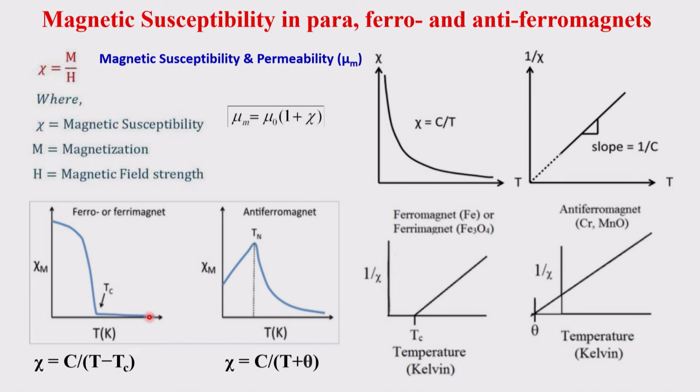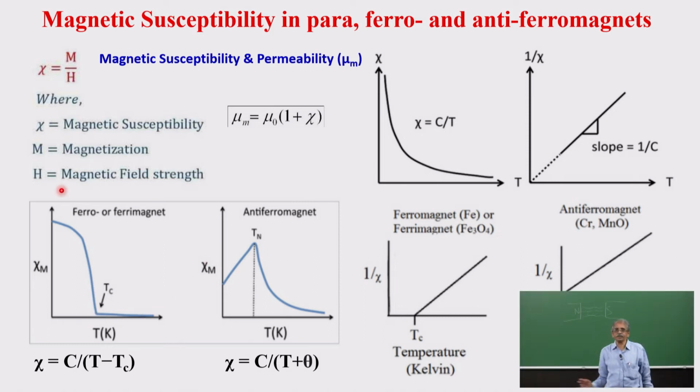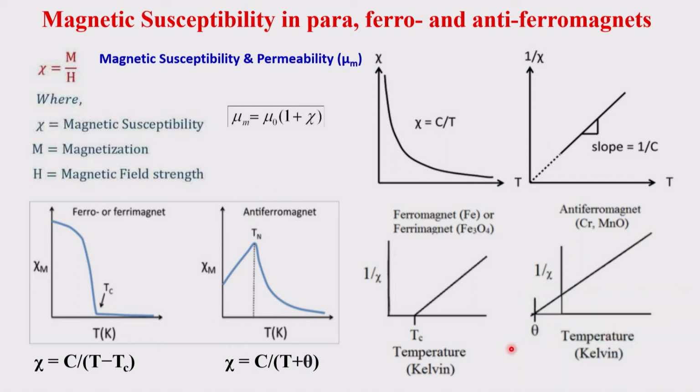So a sharp increase in chi is ferromagnetic, and a sharp decrease in chi is antiferromagnetic, and that is the Néel temperature, while the other is the Curie temperature. Now if you take the 1 by chi curve against temperature, again it is a straight line, but it cuts the x-axis on the negative side. That is where the Tn comes into the picture.